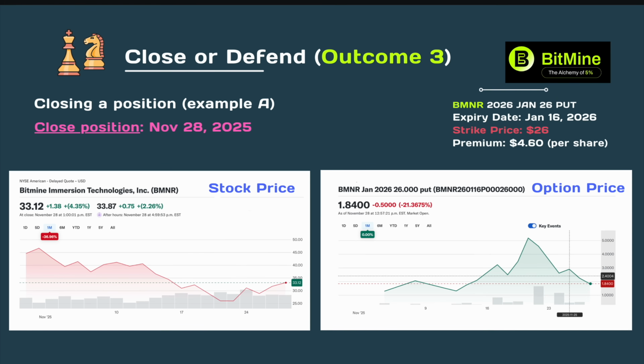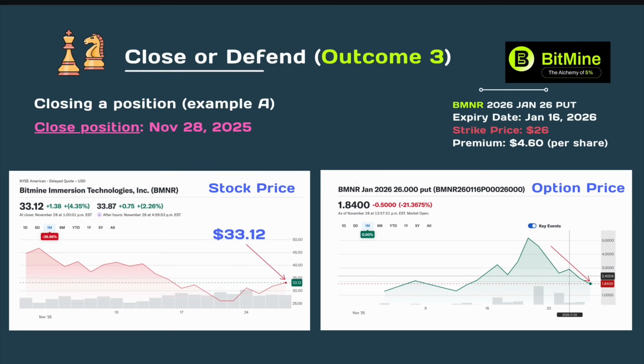So in summary for this trade, on November 28th, we bought back the option to close out our position. What I have over here is the price chart for the stock and the price chart for the option itself. So on November 28th, the stock was trading at $33.12. Remember, the strike price is $26. Because the stock price is higher than the strike price, we know that this option is out of the money.